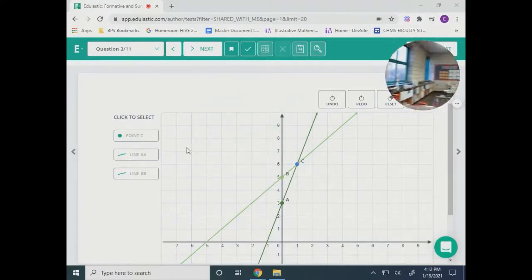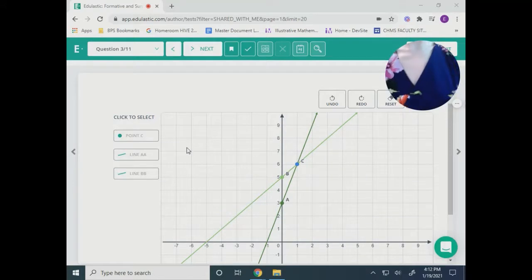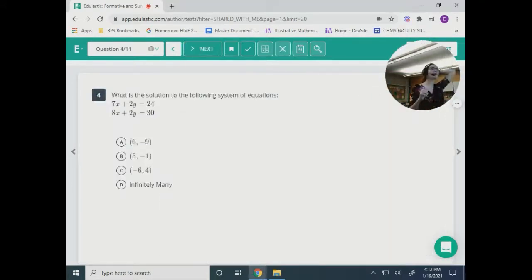Okay, let me just turn my camera so you guys can see me. Okay. Here we go. Question number 4. What is the solution to the following systems of equations?